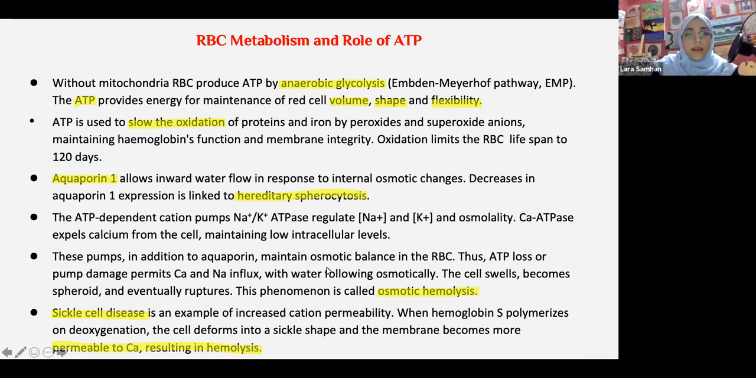Now, if we have any problem in the Na-K ATPase or in the calcium ATPase, that means we will have a problem in the RBC, which could end with hemolysis. Hemolysis: lysis means breakdown. So we have the breakdown of the RBC.